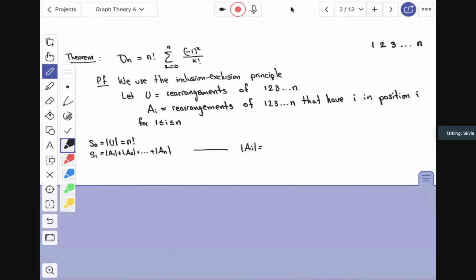And so AI are the ones that fix I. So I fix the I, and then I keep working. The I is here, and everything else is a permutation. So now I only have to permute n minus 1 elements. So it's n minus 1 factorial. For example, the ones that fix 1, I have the 1 in position 1, and I have to permute the rest. So that's n minus 1 factorial. So S1 is just n times n minus 1 factorial, because I have n terms.